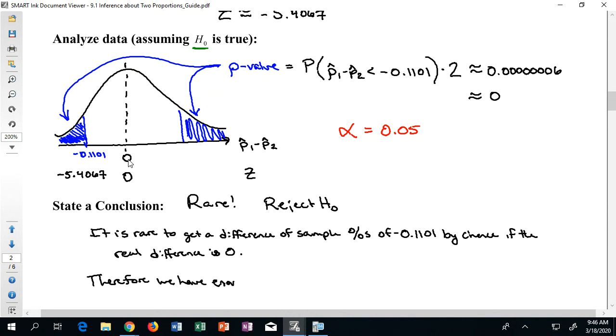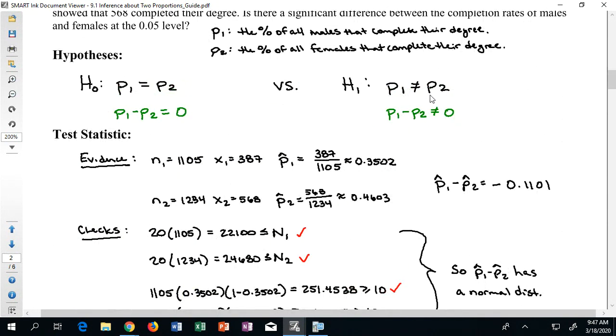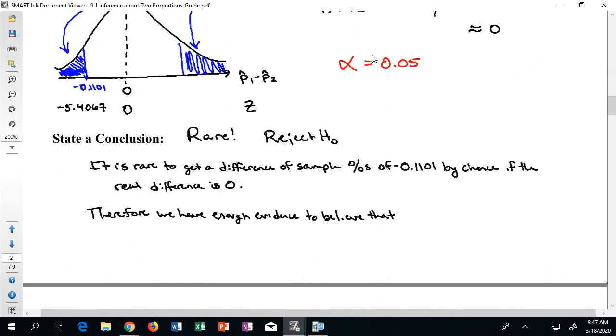we have enough evidence to believe that H1 is true. But we don't want to write H1, so we'll write down what H1 actually said in words. Notice H1 said P1 and P2 are not the same. But if P1 is the percentage of all males that complete their degree, and P2 is the percentage of all females that complete their degree, I could maybe write something like this.